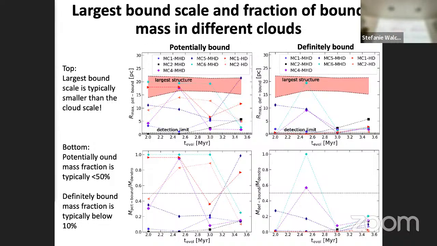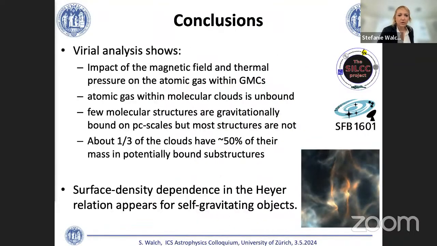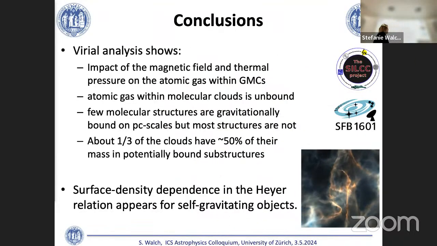And the same is true for the mass. So if we just look at the mass of the structures where we are sure they are gravitationally bound, then for some clouds, this is such a low percentage that we can't even plot it. And okay, there are one or two where maybe we go to 50%, but only for a short period of time. But on average, we have maybe here 10% or so of the mass, which is definitely bound. Yeah. And so this is actually what I wanted to conclude with.